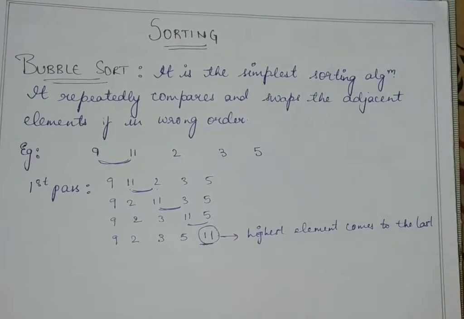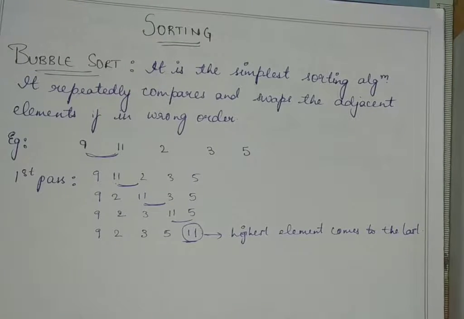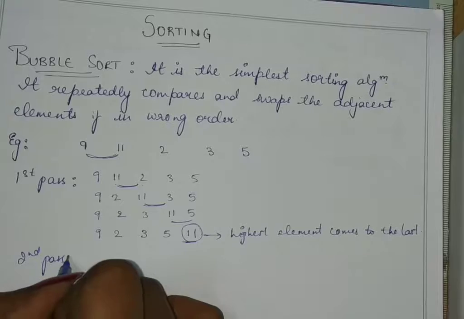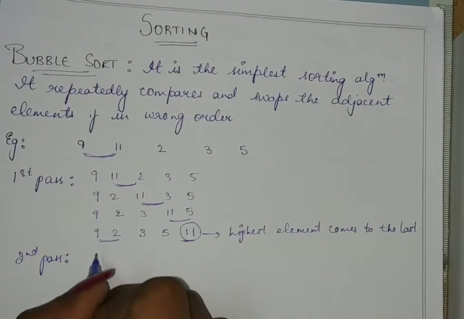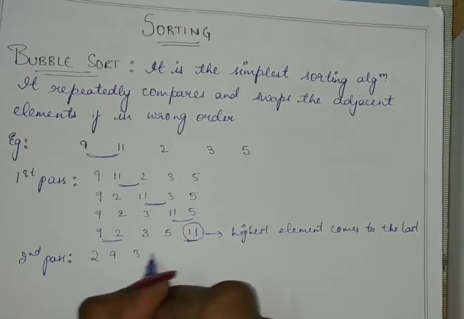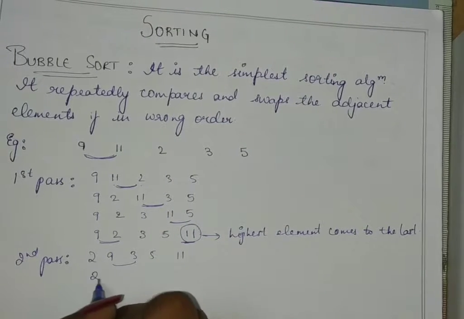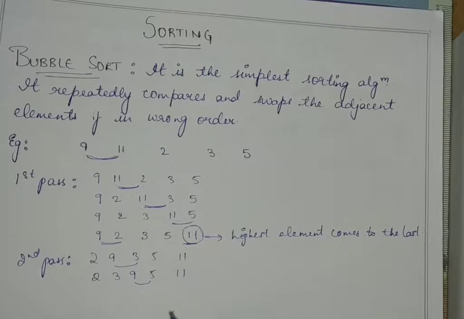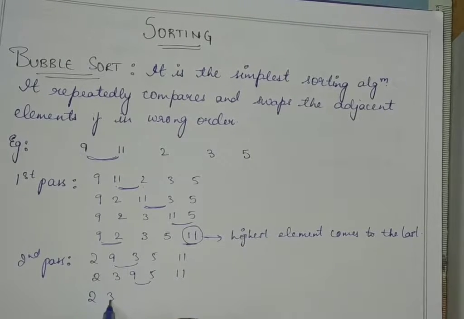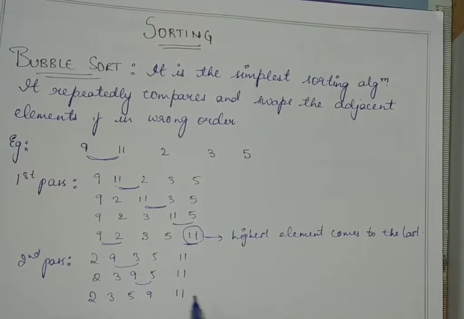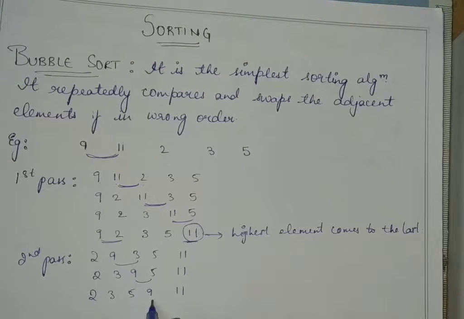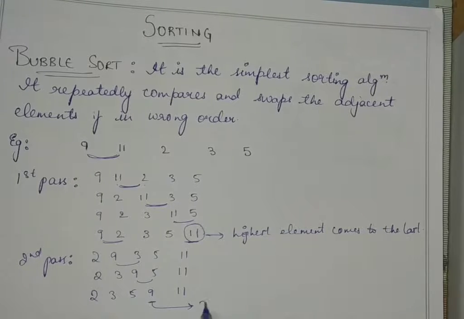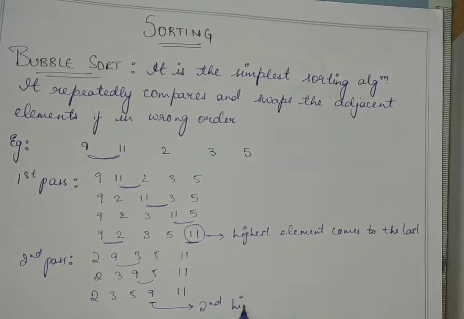So you can guess what happens in the second pass. These two are compared, they're swapped, these two are swapped, then these two are not swapped, these two are also swapped, and then it's done. So you can see by the end of the second pass, the second highest element comes to the last.